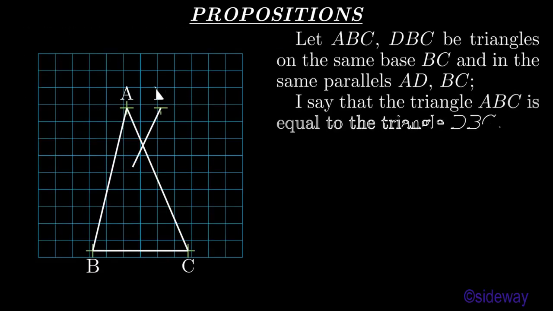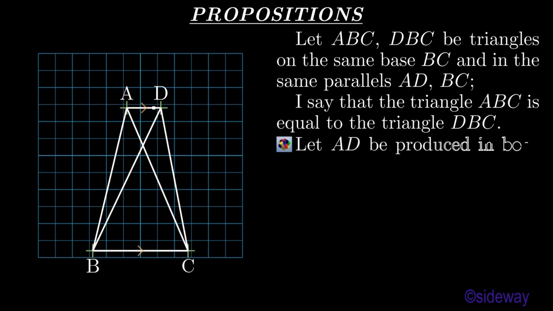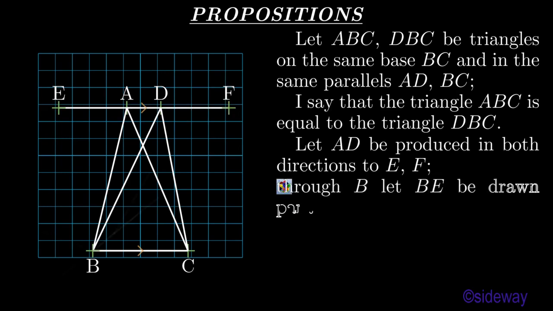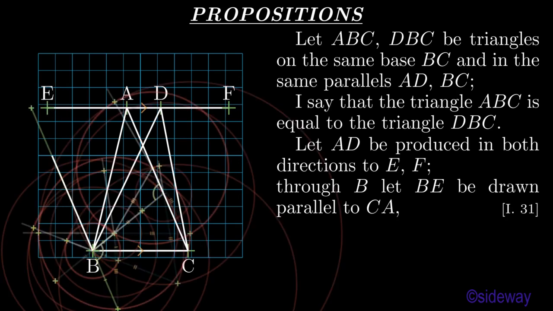Let ABC, DBC be triangles on the same base BC and in the same parallels AD, BC. I say that the triangle ABC is equal to the triangle DBC. Let AD be produced in both directions to E, F. Through B, let BE be drawn parallel to CA.